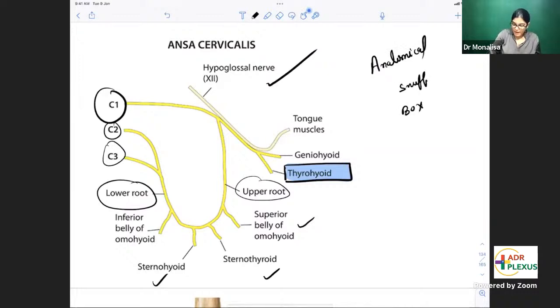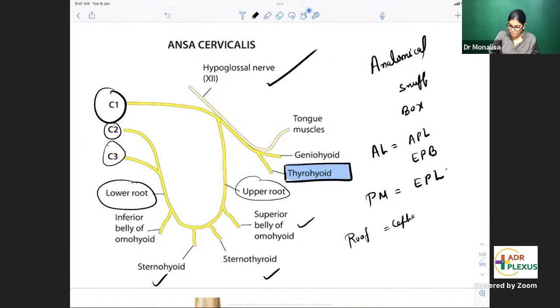So please write down anterolaterally. It is bounded by extensor pollicis, abductor pollicis. Please write down abductor pollicis longus and extensor pollicis brevis. Posteromedially, it is bounded by extensor pollicis longus. Roof contains cephalic vein and superficial branch of radial nerve.